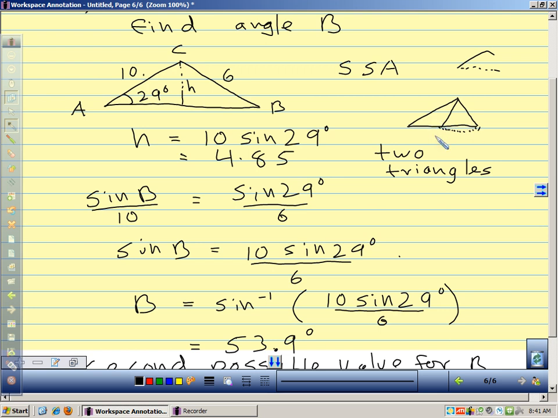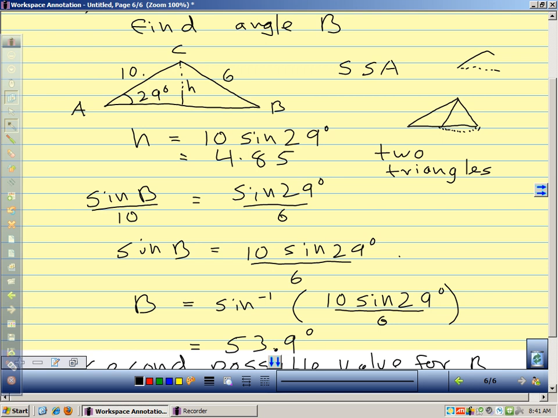What tells us which situation we have is how this side compares to the height of the triangle. If this side is shorter than the height of the triangle, then we have a situation like this. If it's longer than the height of the triangle, then we could swing it and connect it in two places. So we calculated the height. The height was 4.85. 6 is longer than 4.85. That tells us that we would be able to connect that side in two different places. Okay? All right. Any questions?